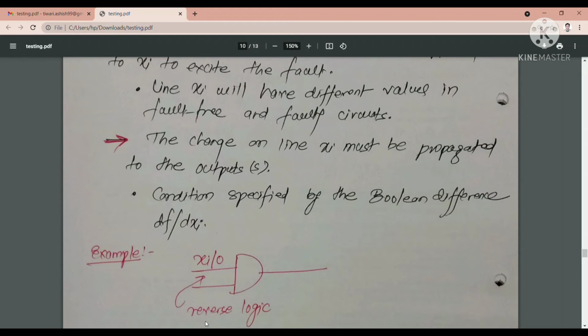Now, the change on line xi must be propagated to the outputs. Whatever change this line has must be propagated to the output. If you don't propagate the change to the output, then you cannot test that particular fault. These are the two necessary and sufficient conditions for the method of Boolean difference.